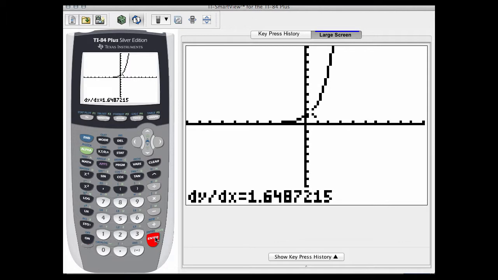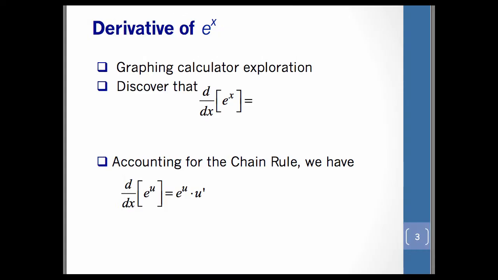We could sit here all day and do this with different x values, and you will notice that the derivative value of e to the x is always equal to the function value of e to the x for that same x value, which really leads to the rule. The derivative of e to the x is simply going to be e to the x. It's the only function which is its own derivative.